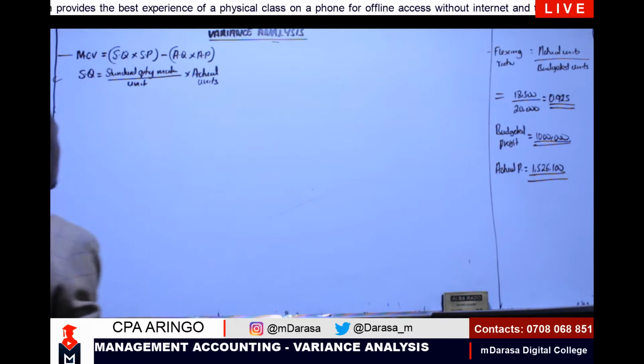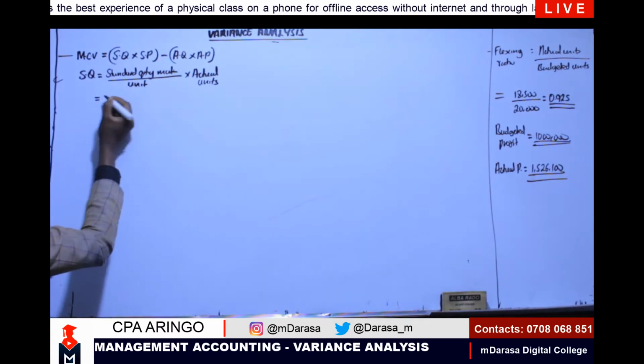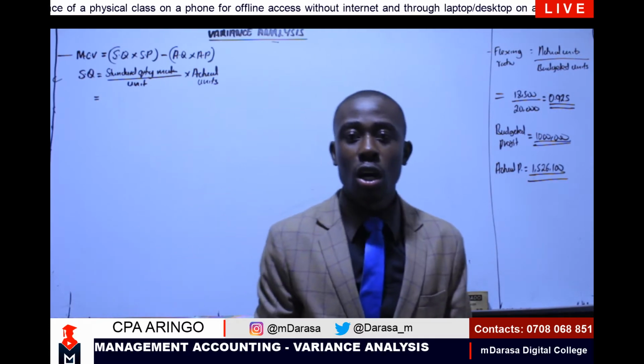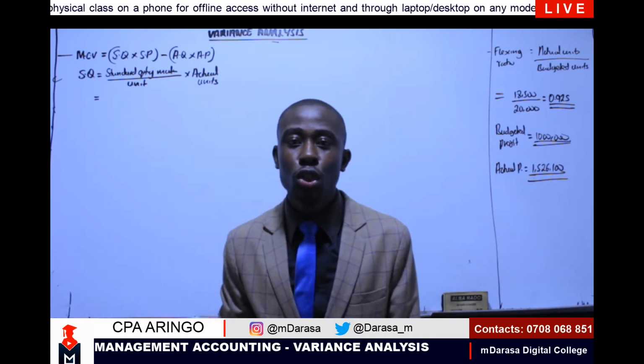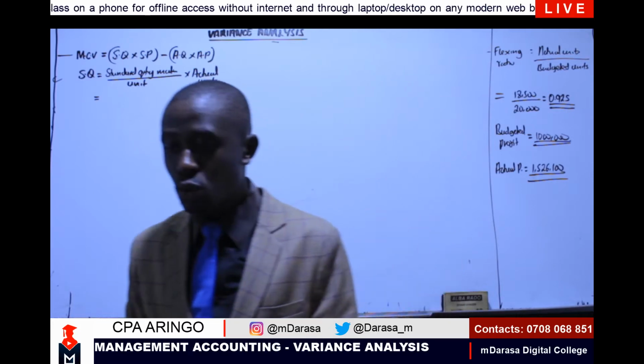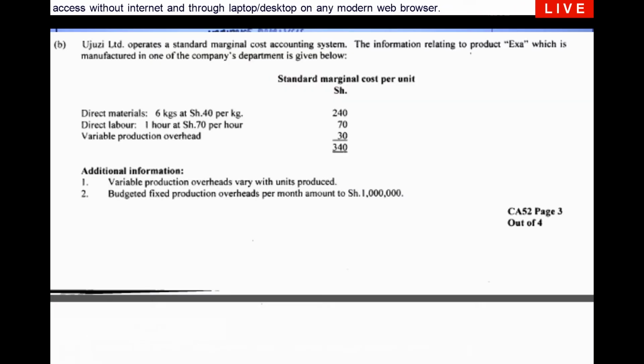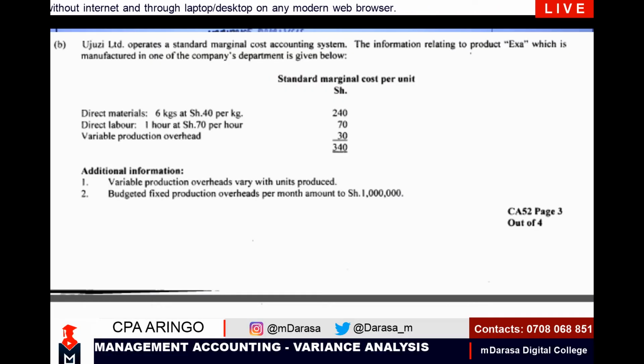So therefore, to determine our standard quantity, I need to ask myself, how many kgs are we budgeted to use to produce 1 unit? Come to our question here. How many kgs are we budgeted to use to produce 1 unit? And how will you get that? Look at our direct materials. You can see I'm having 6 kgs at how much? At 40 shillings. 6 kgs at 40.